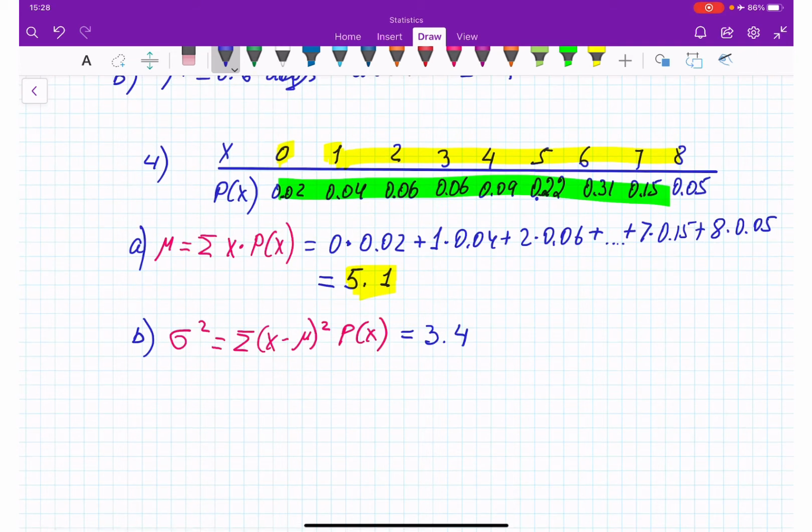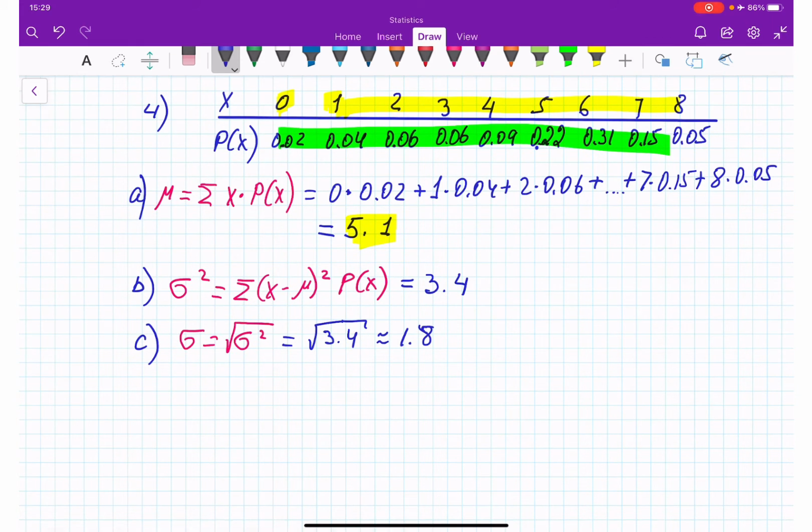Okay, C. So use the probability distribution to find the standard deviation. To find the standard deviation, what are we going to do? Of course, the square root. So that means the square root of 3.4, and that's approximately going to be 1.8. You are going to round it up. Okay?